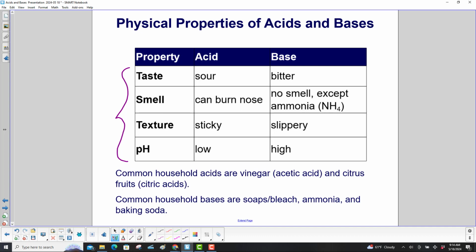Bases are bitter. They have no smell except for ammonia. They are slippery, and they have a high pH. Common household acids are vinegar, acetic acid, and citrus fruits, citric acids. Common household bases are soaps and bleach, ammonia, and baking soda.